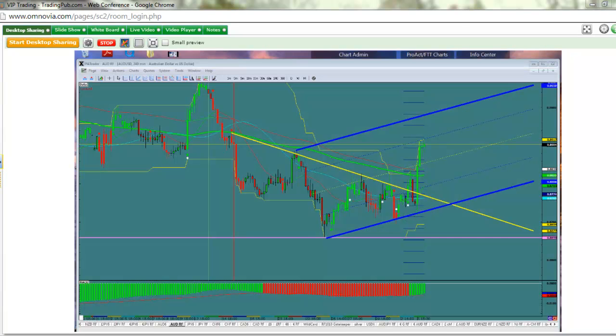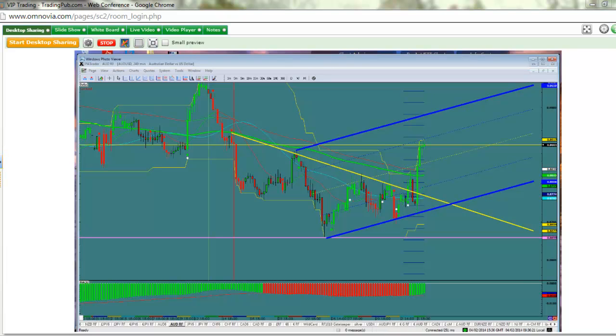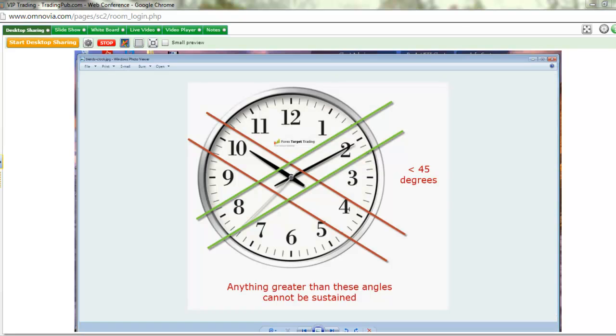45 degrees. So we're going to give you a little bit of a review of what we talked about last night for those of you who joined us in our advanced class. This is what trends look like. In an uptrend, they got to go 8 to 2. In a downtrend, they got to go 10 to 4. Anything other than that is not sustainable. Now, if it's shallower than that, that's not a good thing. If it's too steep, that's not a good thing.